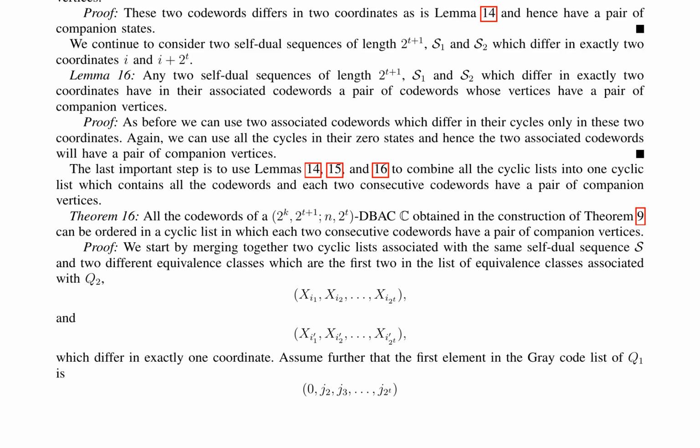Considering two self-dual sequences of length 2t+1, S1 and S2, which differ in exactly two coordinates i and i+2t, Lemma 16 states that any two self-dual sequences of length 2t+1, which differ in exactly two coordinates, have in their associated codewords a pair of codewords whose vertices have a pair of companion vertices. Ultimately, the authors combine all the cyclic lists into one cyclic list containing all the codewords, where each two consecutive codewords have a pair of companion vertices. This is formalized in Theorem 16, which asserts that all the codewords of a (2k, 2t+1, n, 2t) DBAC code obtained in the construction of Theorem 9 can be ordered in a cyclic list in which each two consecutive codewords have a pair of companion vertices.